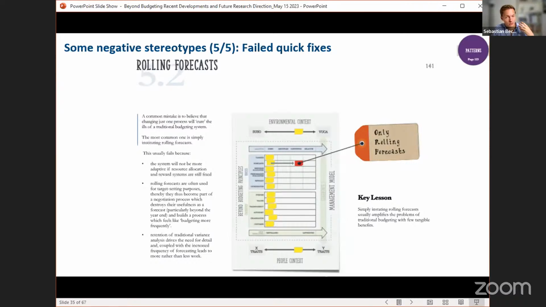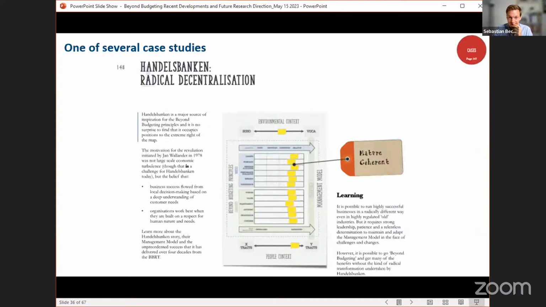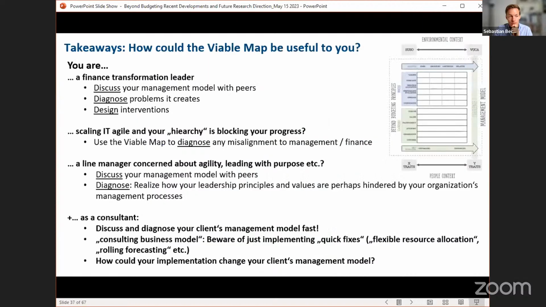Also in research, we see a lot of papers that say they are studying beyond budgeting, and then they only look at forecasts. They say this company has a rolling forecast, so that's beyond budgeting. But that's what I try to show you: beyond budgeting means you would have to change and really work on the entire management model. Just changing the forecast is not beyond budgeting. So these would be some patterns. That's that part.